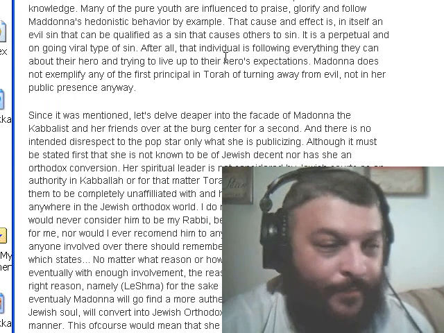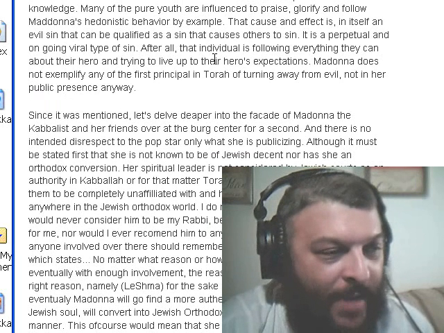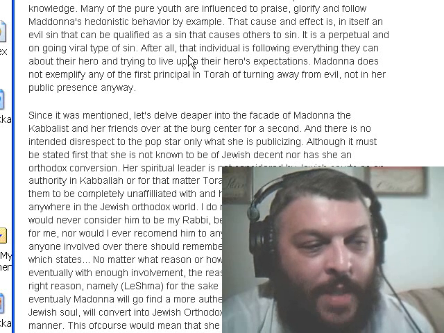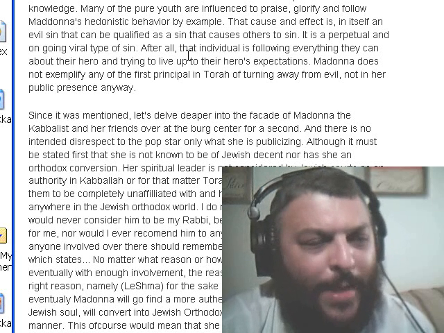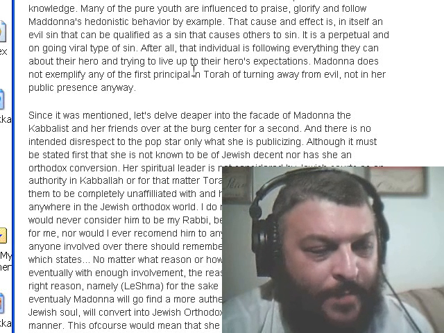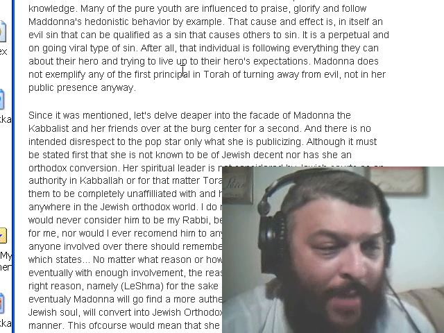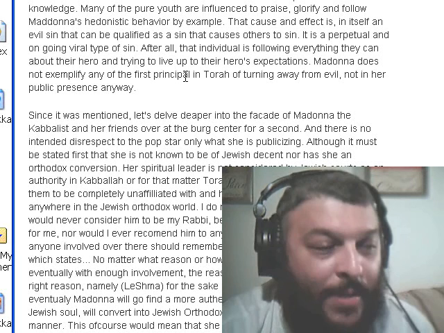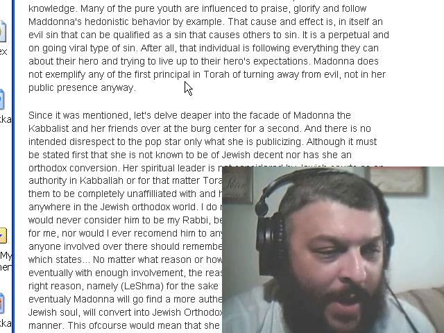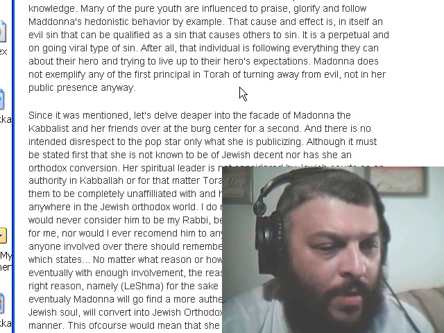Heaven help. That cause and effect is in itself an evil sin that can be qualified as a sin that causes others to sin. It is a perpetual and ongoing viral type of sin. After all, that individual is following everything they can about their hero and trying to live up to their hero's expectation. Madonna does not exemplify any of the first principle in Torah of turning away from evil, not in her public presence anyway.